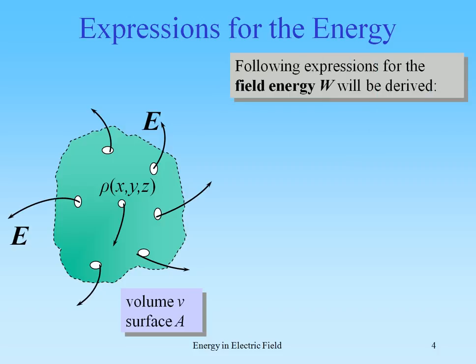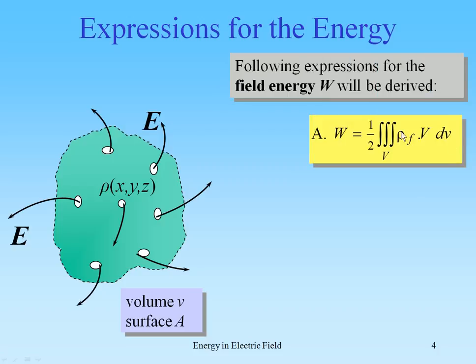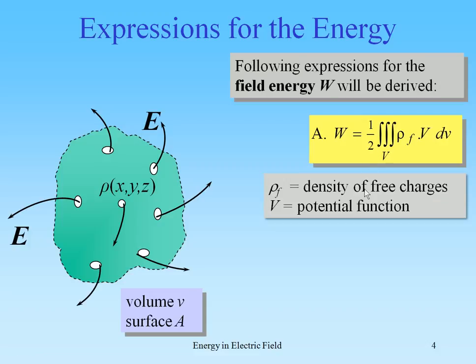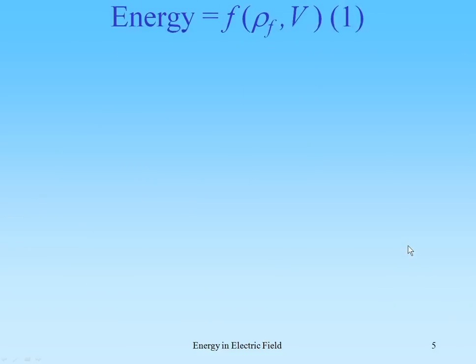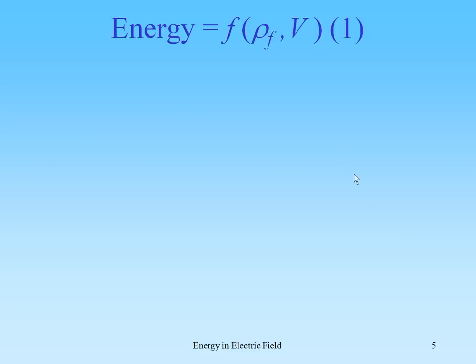We will derive the following expressions for the electric field. The energy is the volume integral over the charge density times the potential with a factor 1/2. Rho is the density of free charges and V is the potential function. Or the energy is the volume integral of the electric field times the displacement. First, energy as a function of the density and the potential.